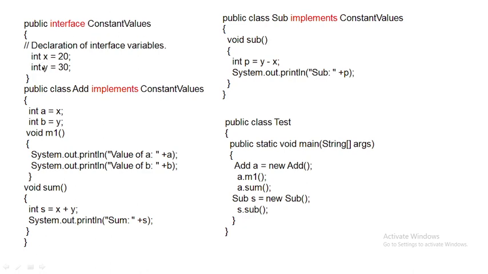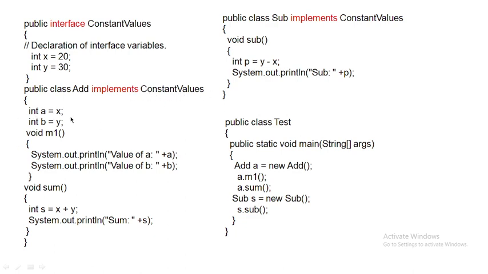And I have declared here two variables. That's all. I haven't implemented any method. I have just taken only two variables here. There is no method inside this interface. Now public class add, I have created a class. That class is going to implement the constant values. That is the interface. This is the name of the interface.